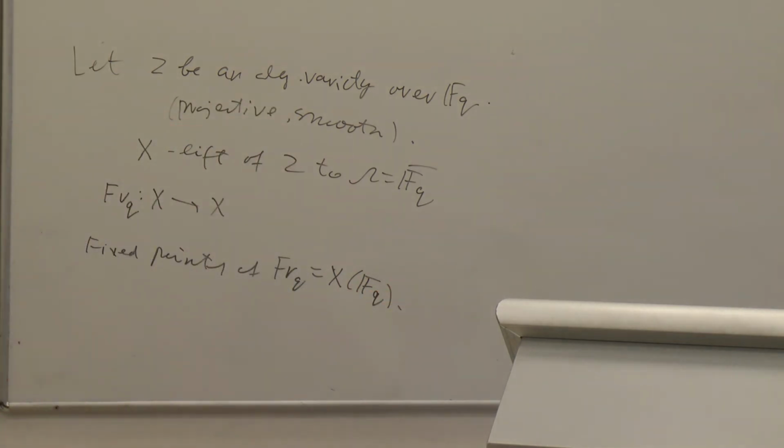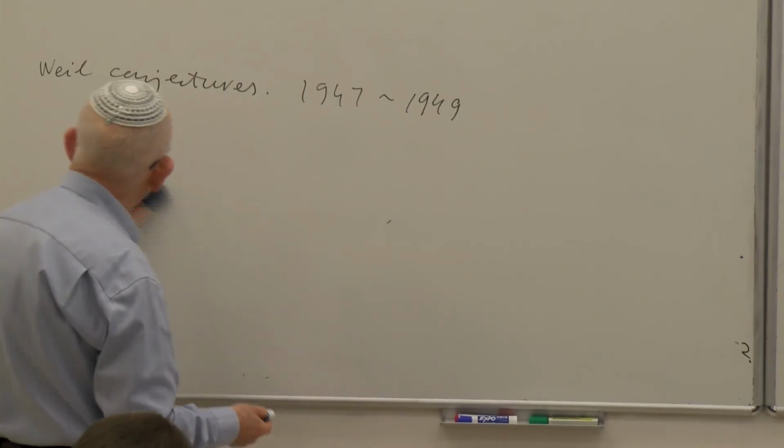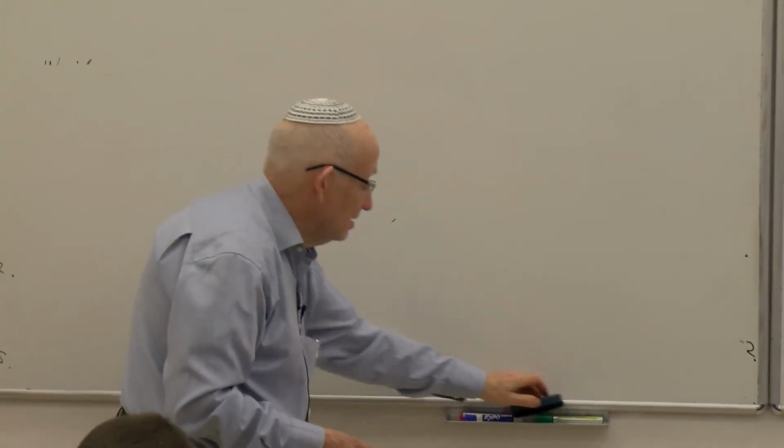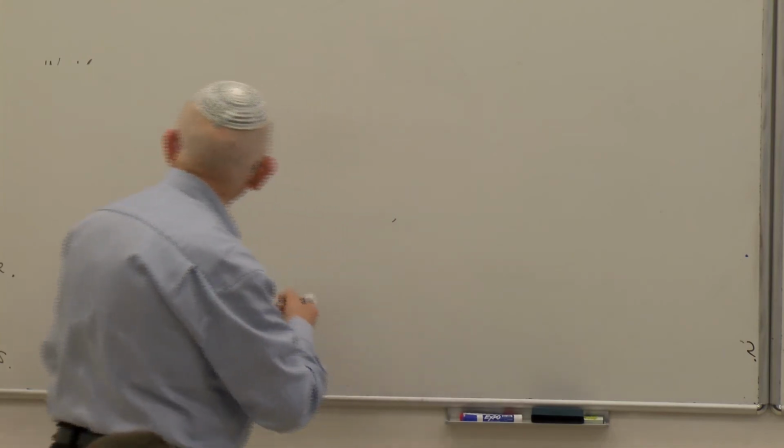So you can ask the following question: how many points does this variety have over F_q? And the answer is that this collection of points is just the fixed points of some endomorphism of your variety. Now, we are working over an algebraically closed field, so the situation should be similar to complex numbers. And here comes the Lefschetz formula.